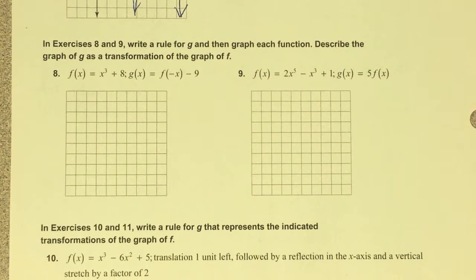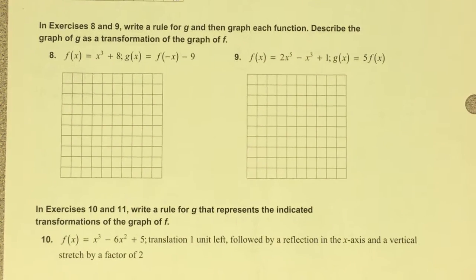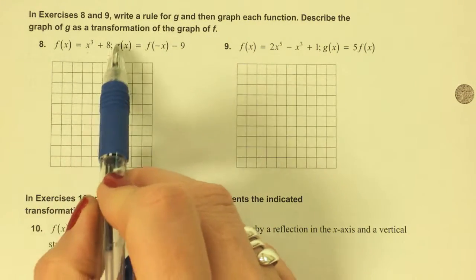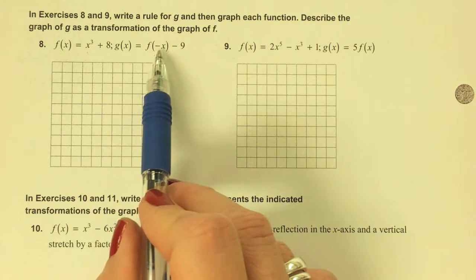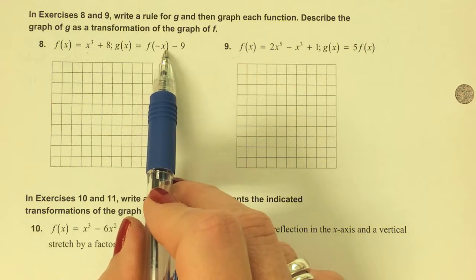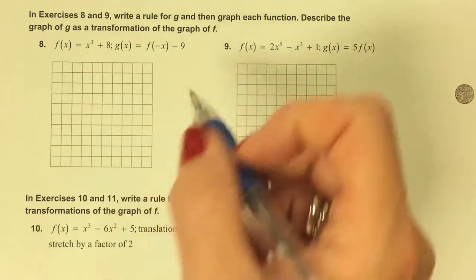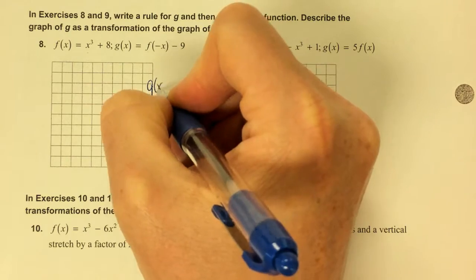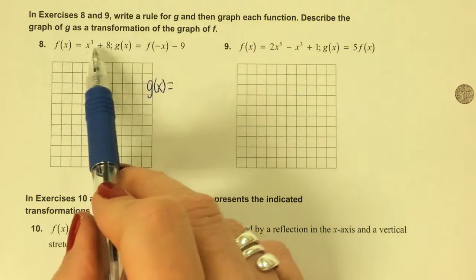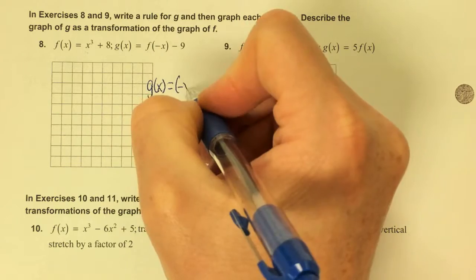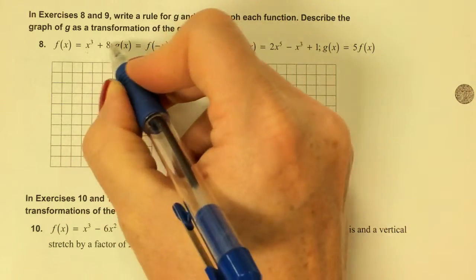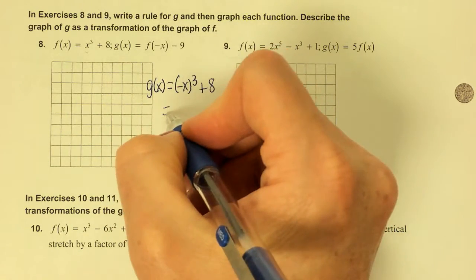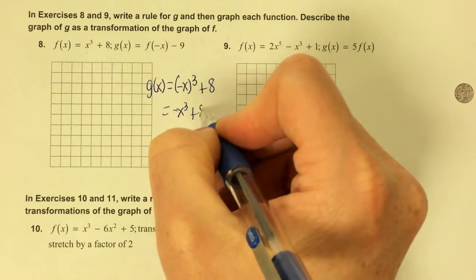On these, we're not actually going to graph them. I just want us to come up with the rule for it. So here's our original function. It's telling us to find the function that would be f of negative x. So that means wherever we have an x, we have to replace it with a negative x. So our g of x function, we have to replace the x with negative x. Then we have to cube it. We still have the plus 8. So for just doing the first step, we're going to have negative x to the third plus 8.